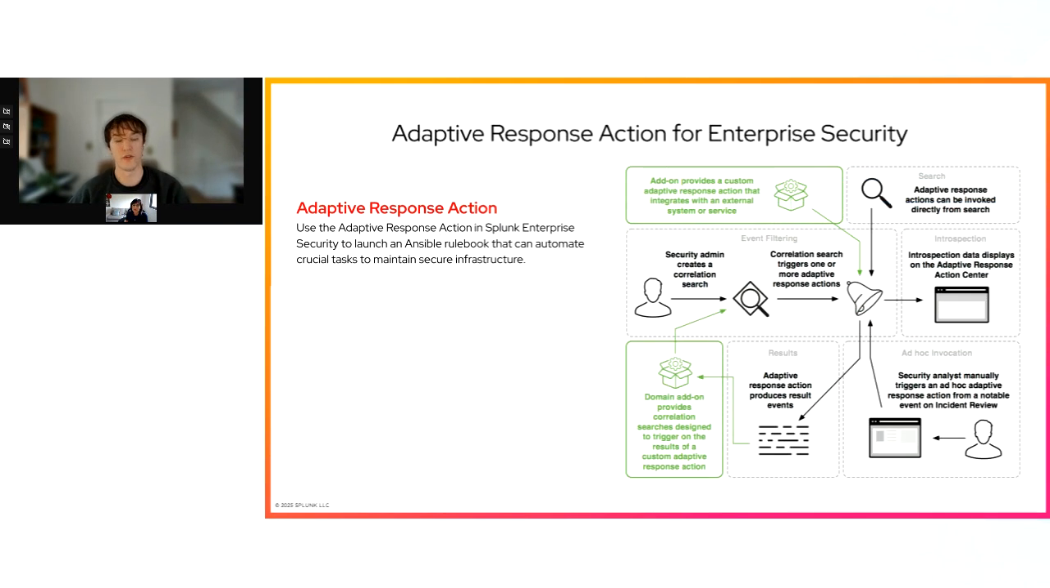The add-on also provides a custom adaptive response action for Enterprise Security. And what those are is they're triggered by automated tasks from notable events or using the results from correlation searches. And what these actions can do in general is gather further information or invoke APIs to ultimately speed up your incident response and remediation process. And you can trigger this manually or ad hoc from the incident review page.